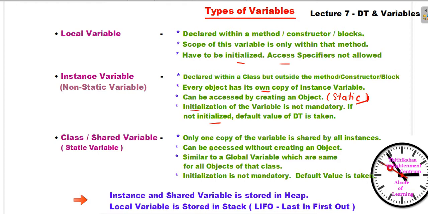These instance and shared variables are stored in memory. There are many types of memories, and one is called heap memory, another one is stack memory. The instance and shared variables are stored in heap, whereas the local variable is stored in stack. These two are nothing but data structures, and the stack is said to be LIFO. LIFO means last in first out.